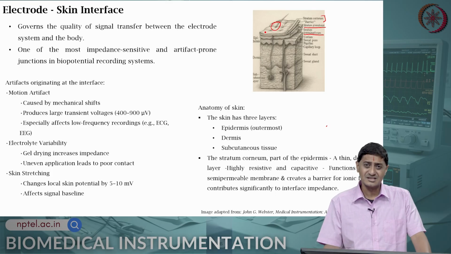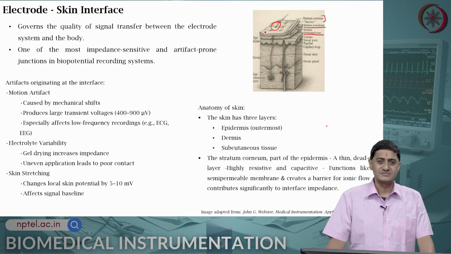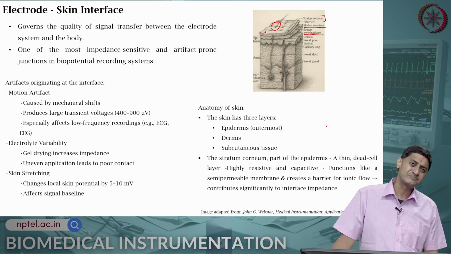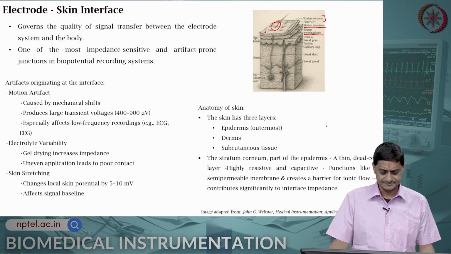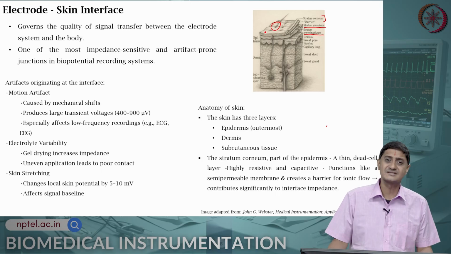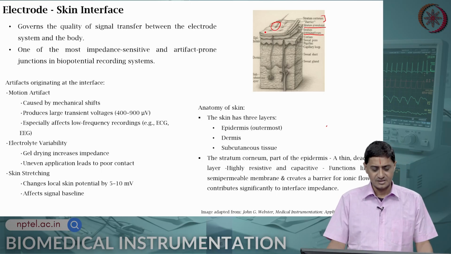It turns out that these topmost layers of the skin present a high impedance to the electrode. So, it is not really desirable to record directly from these, because of the relatively high impedance provided by these skin surfaces.